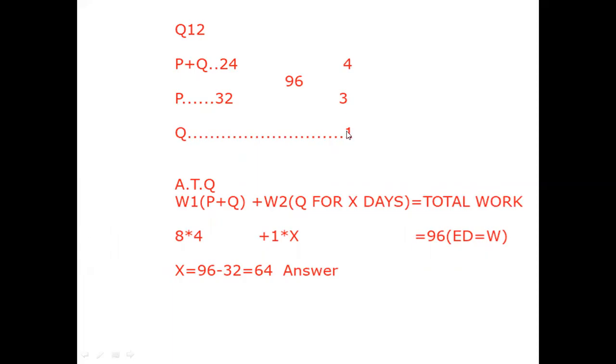Now what they are saying: work done by P and Q in 8 days plus work done by Q for X days, because we don't know in how many days the work will be completed, will be equal to total work. Because we have to find out in how many days the remaining work will be done by Q. So using the formula ED again, P plus Q is 4, days are 8, plus Q's E is 1 and days X, equal to total work 96, because it has been given here. So using this, you can find the value of X.